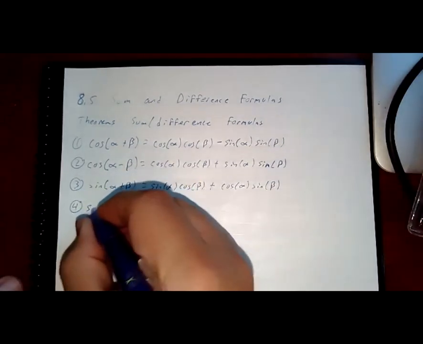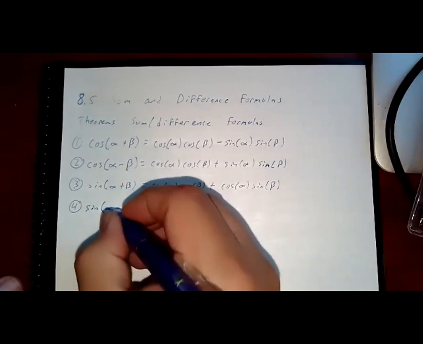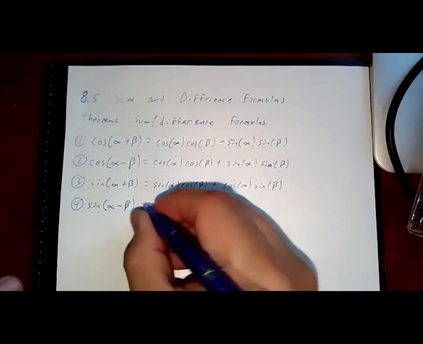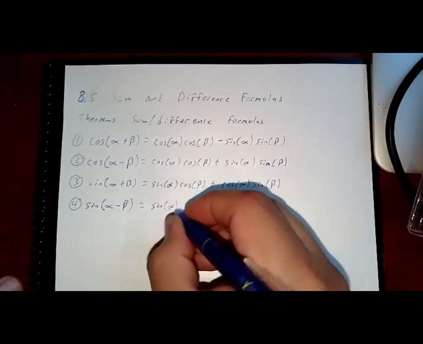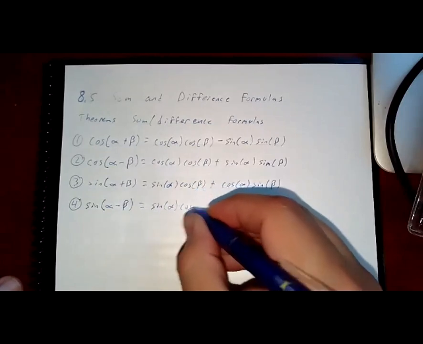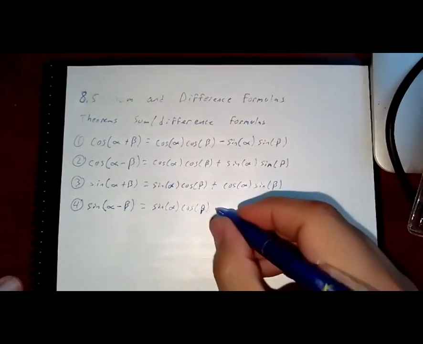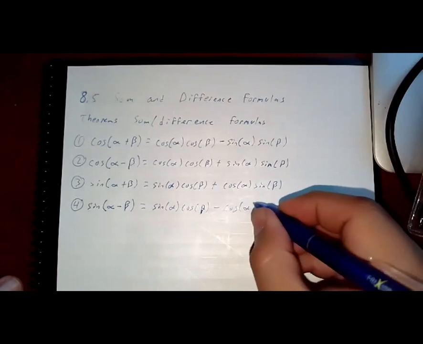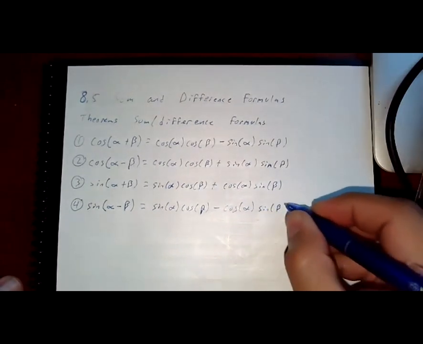Number four, sine alpha minus beta is equal to sine alpha cosine beta minus cosine alpha sine beta. Okay.